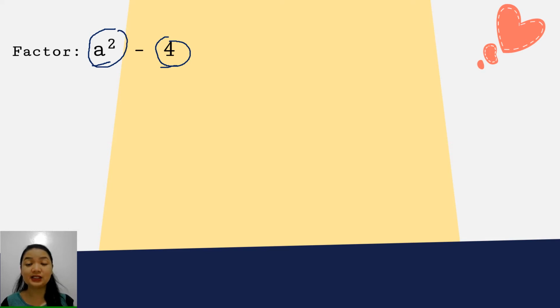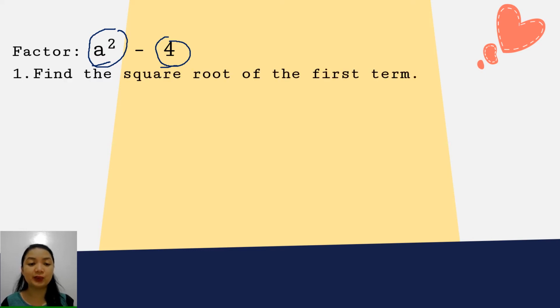So for us to get the factor of the difference of two squares, let us have the following steps. First one, find the square root of the first term. So we get the square root of a squared. And what is the square root of a squared? Yes, that is a. Simply write a this time.